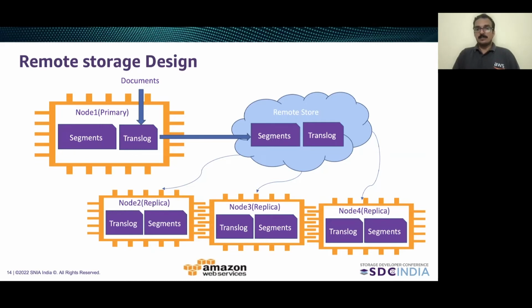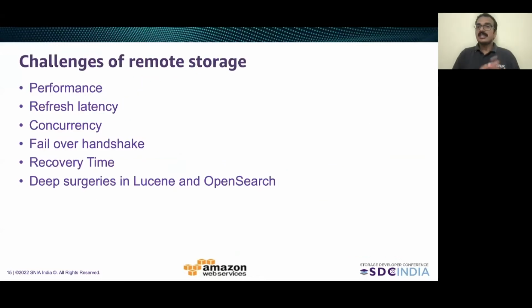So the segments from the primary node get periodically uploaded to the remote store, but the translog writes have to be synchronously uploaded to the remote store. This is to handle a case where a document is written to the translog and acknowledged to the client, and it's possible that the primary can go down at that point. So before acknowledging to the client, the document has to be written at least to the translog in the remote storage. So we have to do a synchronous write from the primary node to the remote store before acking to the client here. So, challenges of remote store.